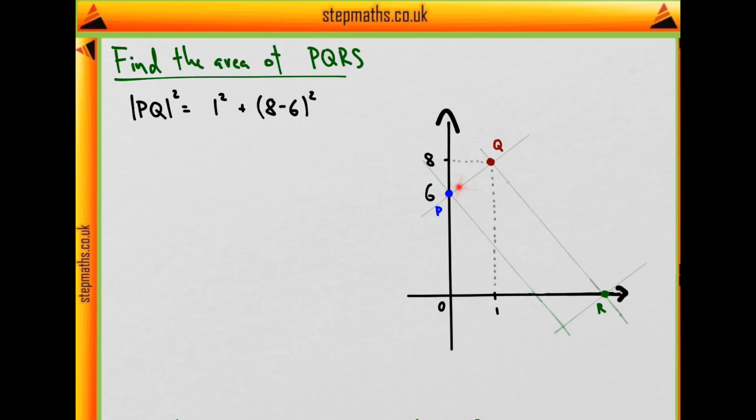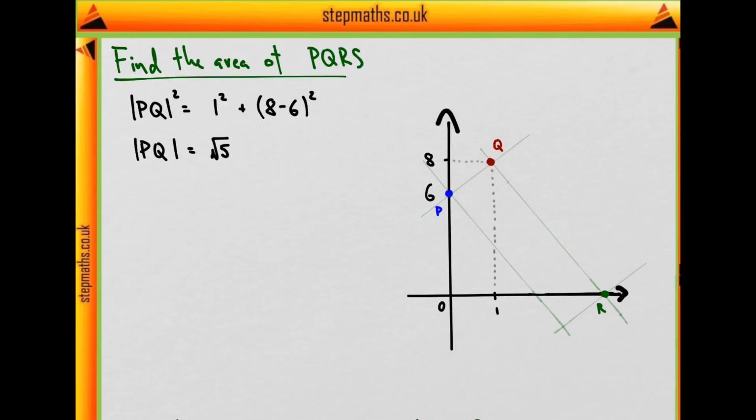So to get the shorter side PQ, we can use Pythagorean theorem. We see that the difference in the x direction between the 2 points is just 1, squared, plus this side, which is of length 2, that's 2 squared. And that gives us that the hypotenuse, the length of PQ, must be root 5.